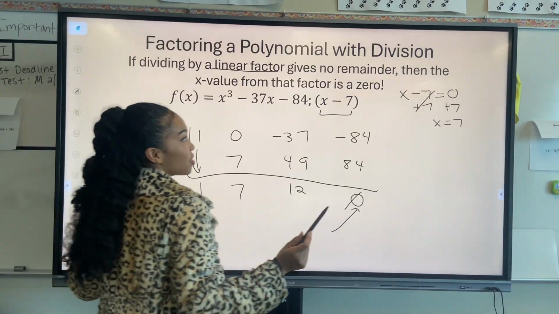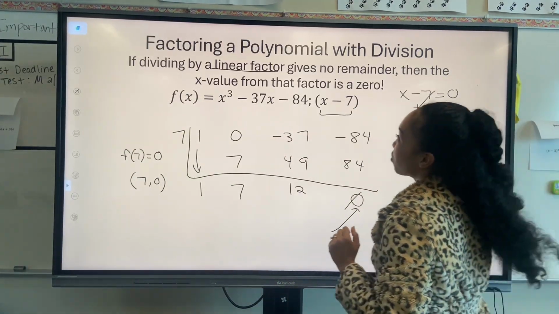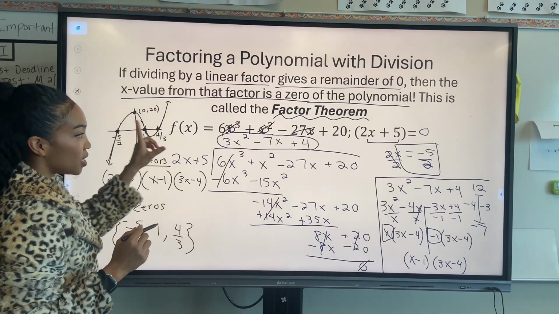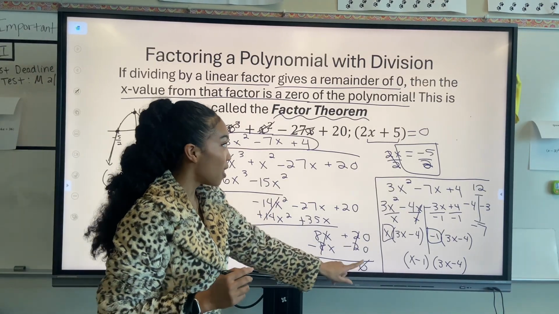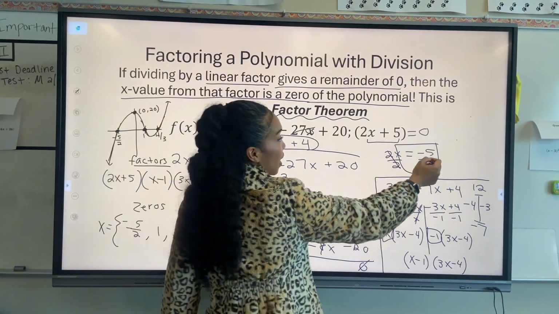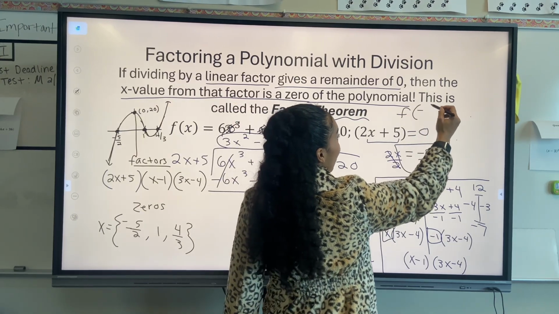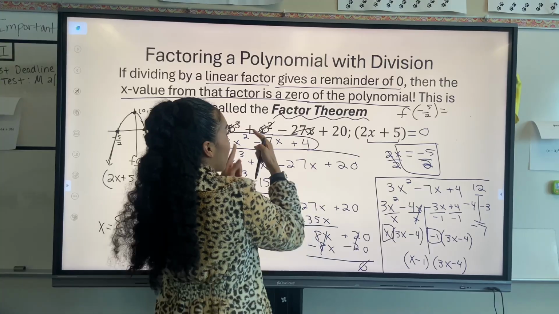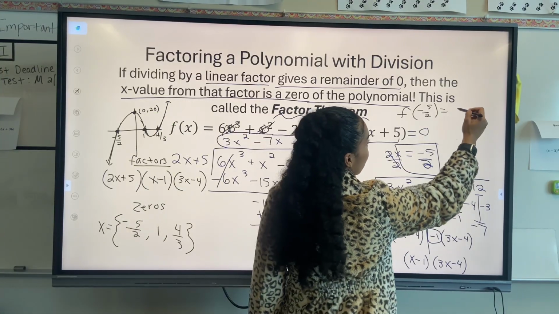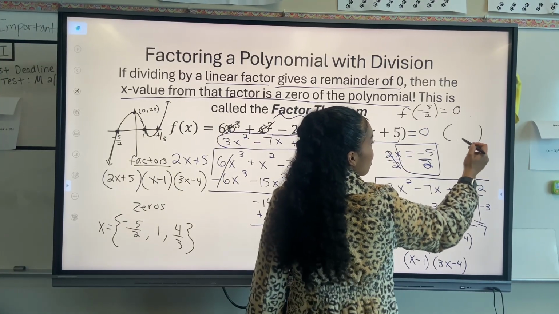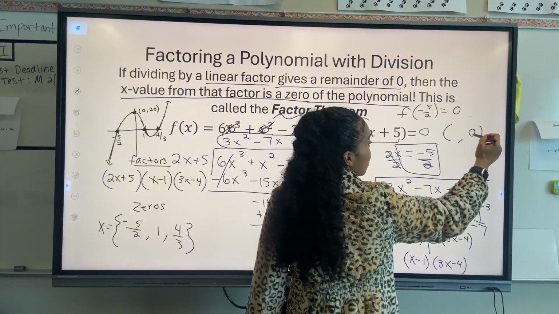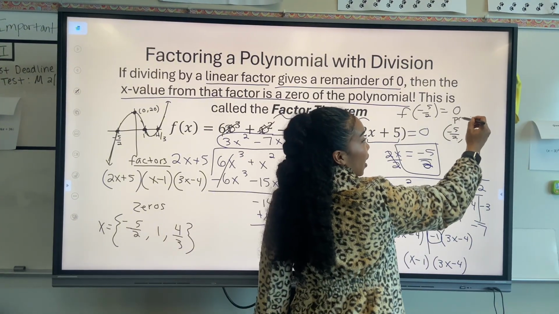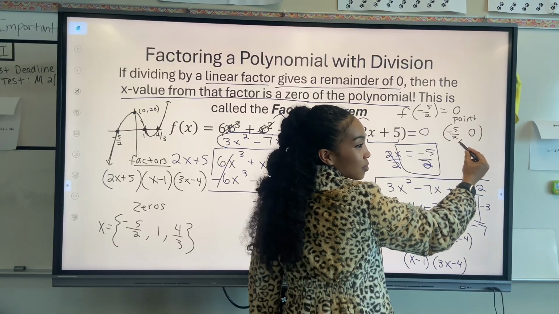Okay, so let's look over here. Our previous example, we got a remainder of 0. That means negative 5 halves. If you plug negative 5 halves into each of these x values, if you put that in your calculator, you're going to end up with 0. That's because it's an x-intercept. Your y value is always 0 at your x-intercept. This is the point that's on your graph. That's right here.